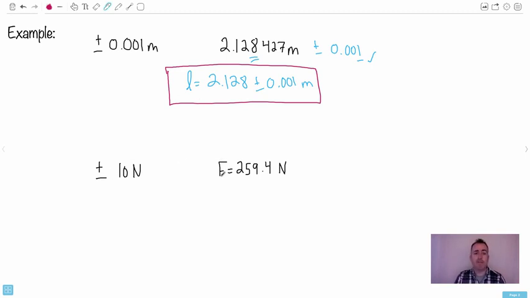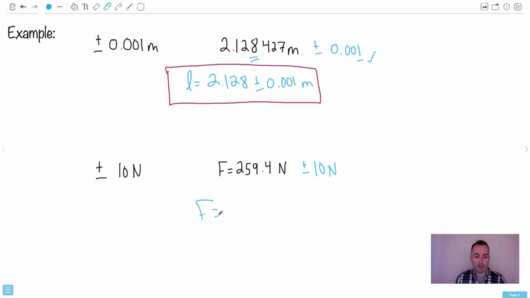Let's look at the other one here. Let's say you make a measurement of force, and somehow you measure it or calculate it. When you're using your calculator, you type it all in, and you end up with a number of 259.4, because that's a measured thing you can get. But your uncertainty is supposed to be plus or minus 10 newtons. So what do you do? You can't just say plus or minus 10. You have to write it properly.